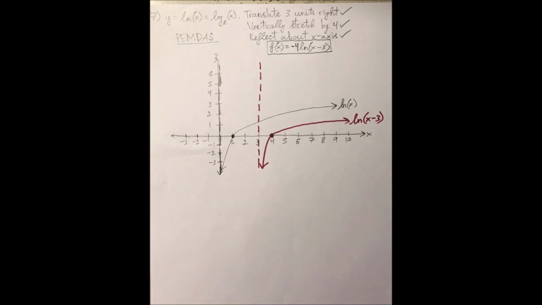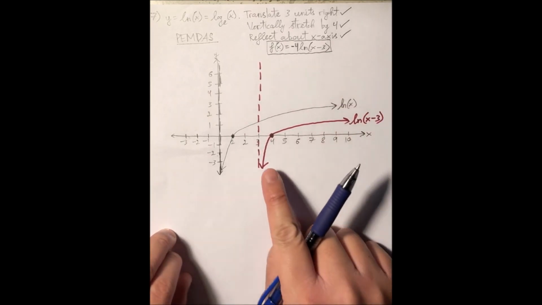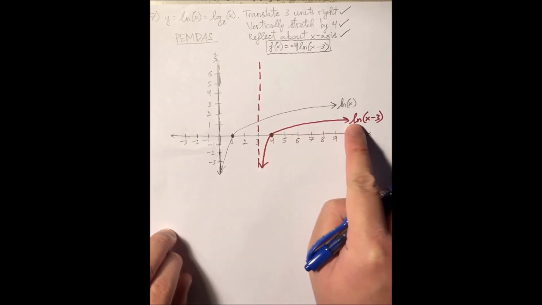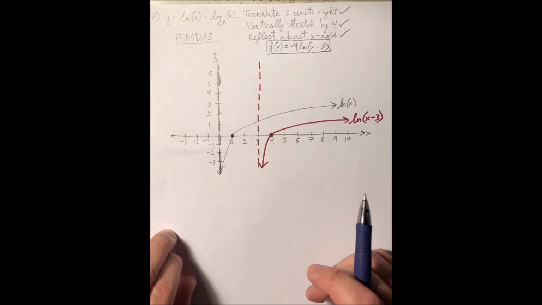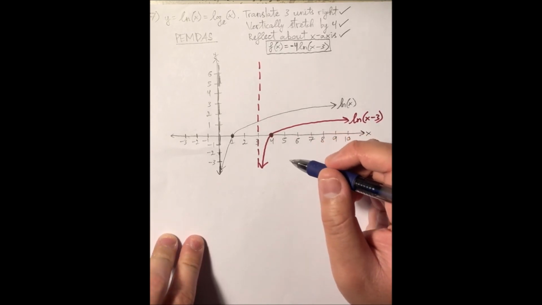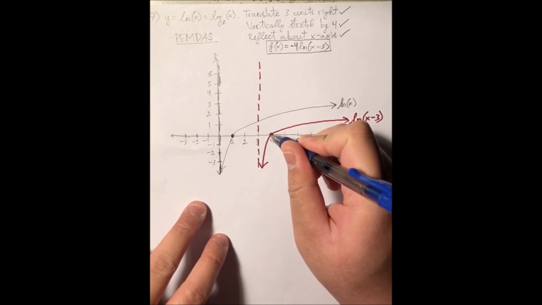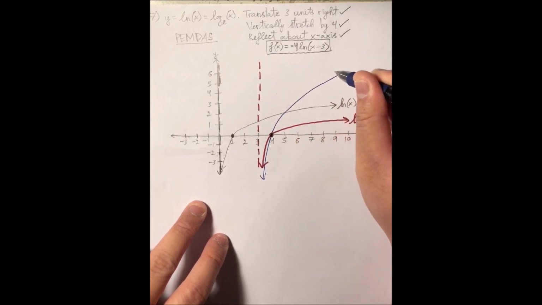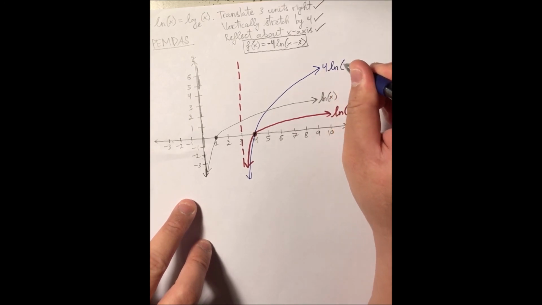Now the next transformation that we have to do is vertical stretch by a factor of 4. So we just take this whole function, the most recent one in the red, and we just stretch it up by a factor of 4. So it's going to look a lot taller than the one in red. So it's probably going to look something like this and that. Right? So this is 4 times ln of x minus 3.